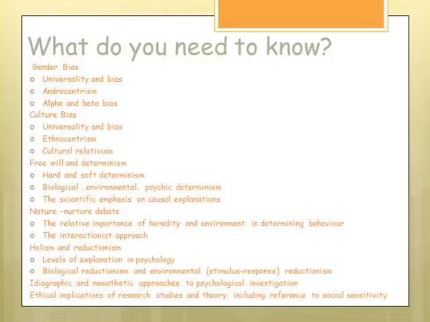You need to know about gender and culture bias, free will and determinism, the nature-nurture debate, holism versus reductionism, and the idiographic and nomothetic approaches and ethical implications of research, including socially sensitive research. You will be expected to give examples across topics. Okay, so think back to your year 1 stuff and your paper 1 and paper 2 stuff, as well as the sections that you learn in paper 3.